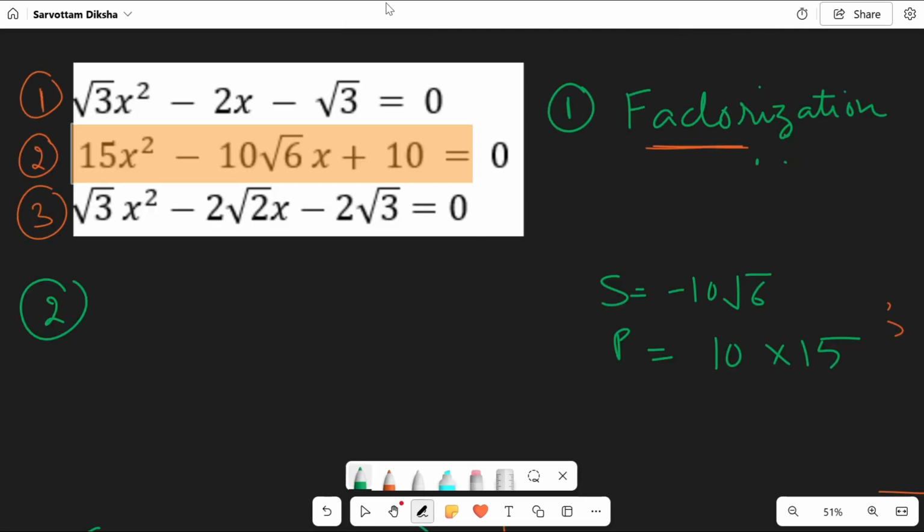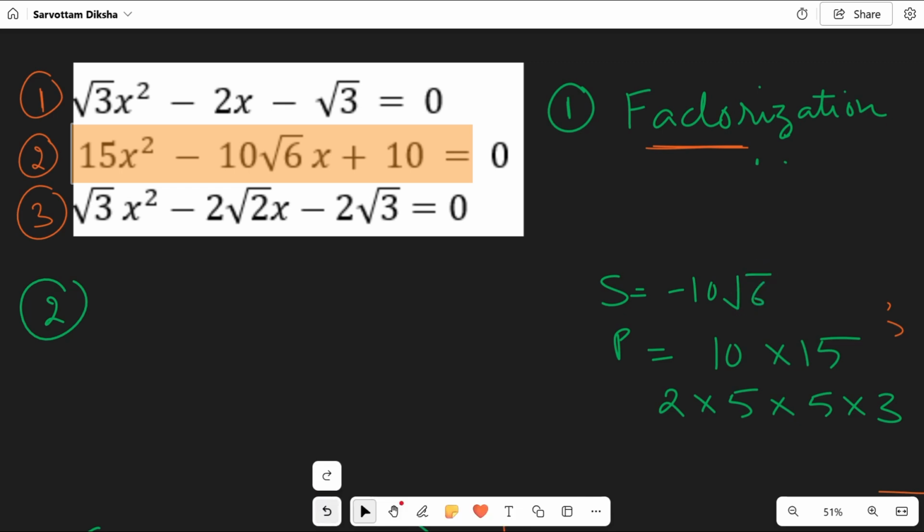S should be minus 10 root 6 and p should be 10 into 15. When I factorize further, 2 into 5 and 5 into 3. Now here just see one thing. I should have root 6 in sum. And when can I get root 6?